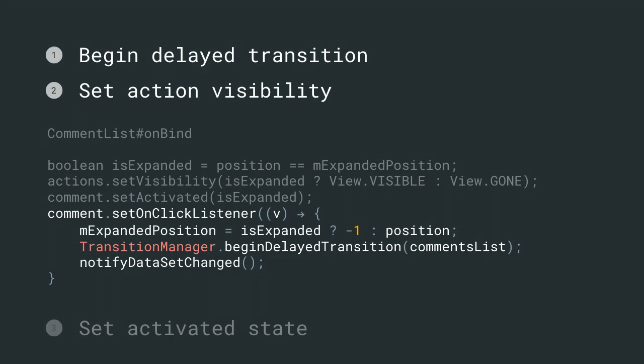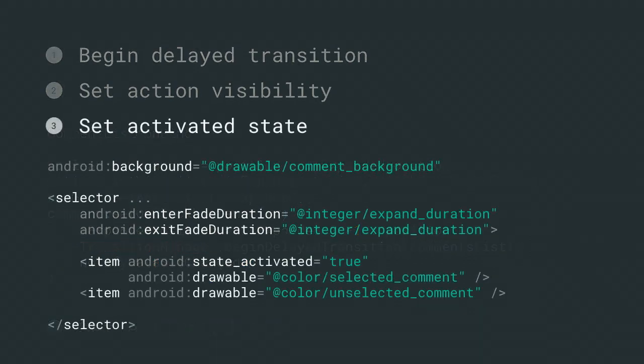So by saying begin delayed transition, and crucially, we pass it the whole of the list view rather than the individual view you clicked on. That will then watch for any changes to any views underneath the list view. So that's going to handle collapsing one item and expanding another item smoothly for us. We then call notifyDataSetChanged, which will rebind both of the items and set the right visibilities. You'll notice we also set the activated state based on whether the currently selected item is expanded.